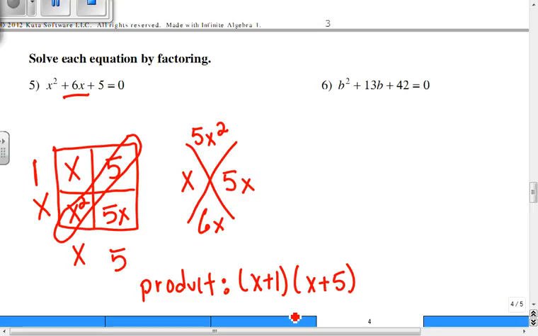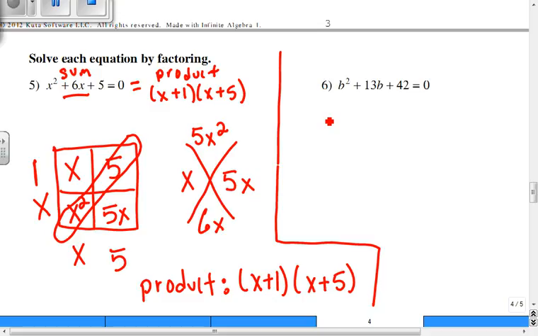Now, obviously, you could have written it as x plus 5 times x plus 1. Again, that's multiplication. Order doesn't matter. We can go up here to remind ourselves. This is our sum. We're going to put our product over here. We're going to set them equal. So, x plus 1 times x plus 5. They are equal. Two different ways to represent the same thing.